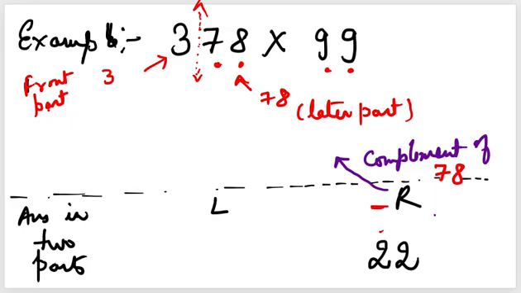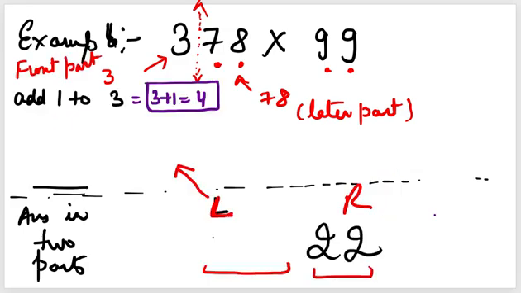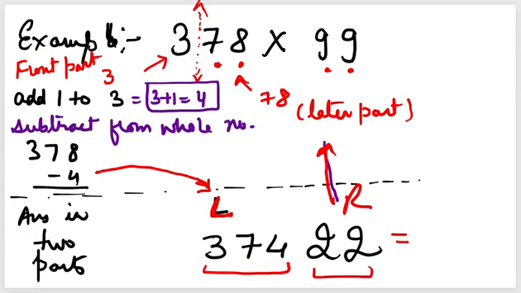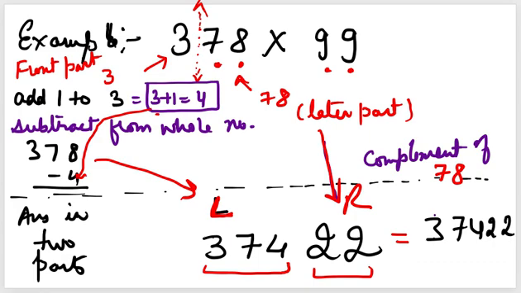Now for the left part, we will see that this number 3 is going to play a role over here. What you will do, add 1 to this portion which is not yet utilized, and then subtract that number. Like when we add 1 to 3, it will be 4, so subtract 4 from the whole number. You will not do it from only a limited part, but from the whole, whatever question is given to you. So here 378 minus 4 will give me the left part of the answer, and that comes out to be 374. So in this case the whole solution is 37422.